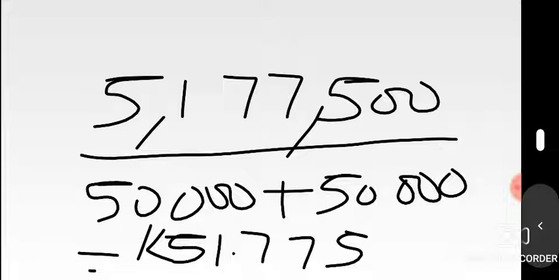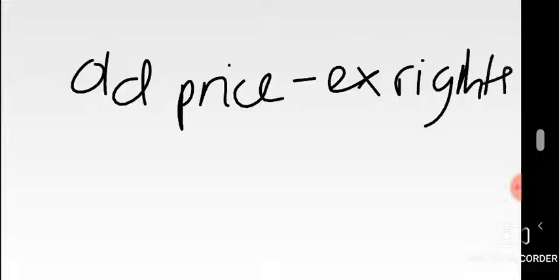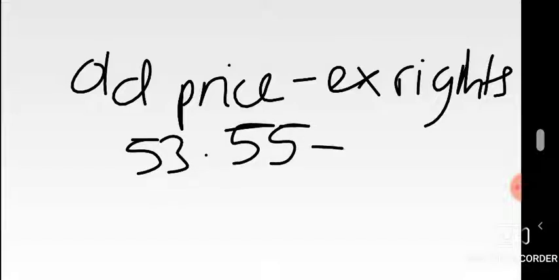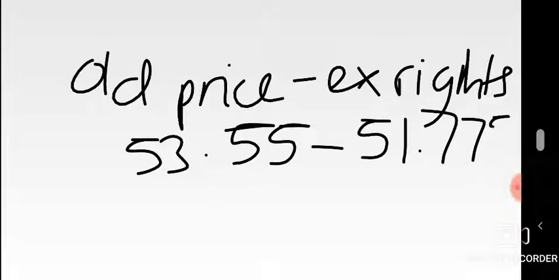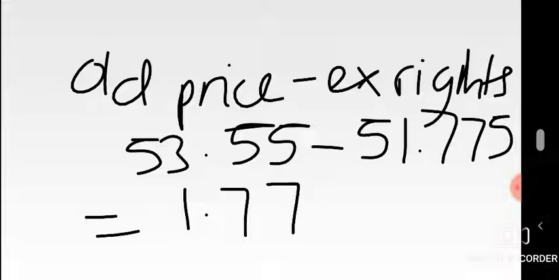Then the question that came after asked for the value of a right. We've discussed this one as well. Value of a right: old price minus ex-rights price. That's the one I've found easier myself, and that's the one I've adopted. It's very straightforward. The old price was 53.55. The ex-rights price is the one we found, as good as other names like the new market price, 51.775. The answer is about 1.775. That should be the value.